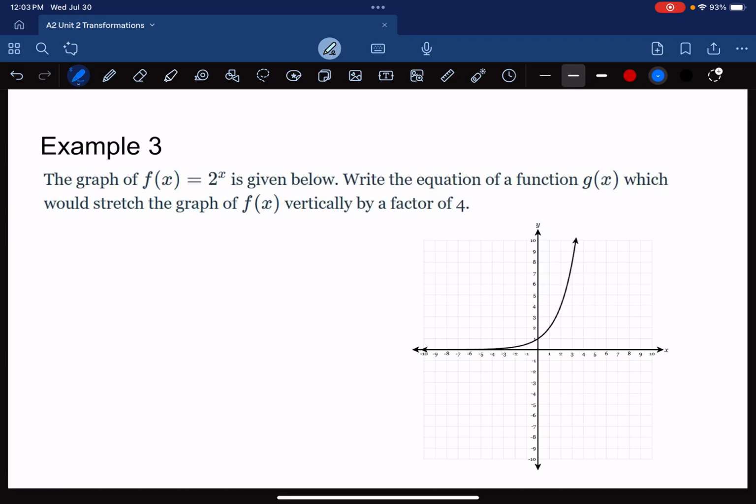Here are some graphs. Here's the exponential function, 2 to the x power. We're going to start with f of x equals 2 to the x. Where are we going to place the 4 to stretch it vertically? I'm going to squeeze that out into the front and move my 2 to the x over here. It's affecting the y, and vertically is the y, so it's an a value: 4 times 2 to the x power.